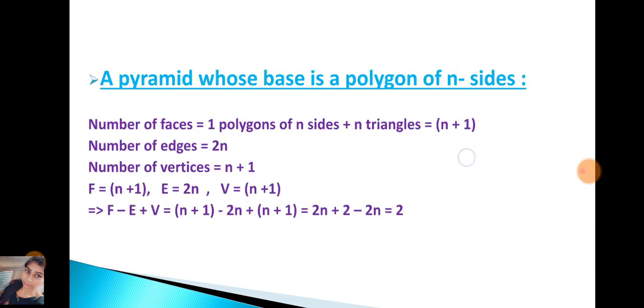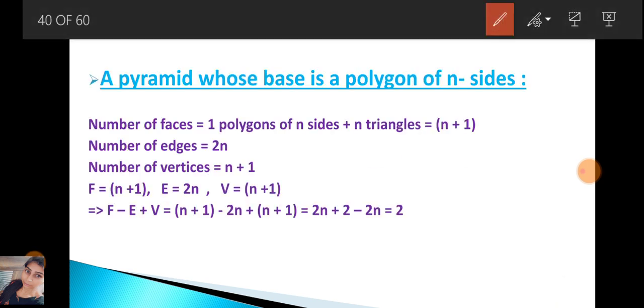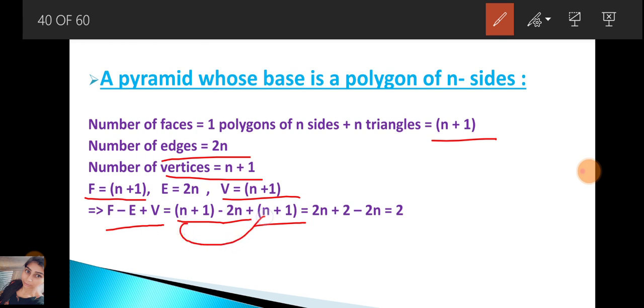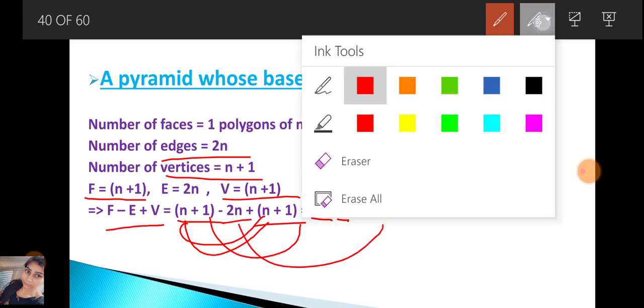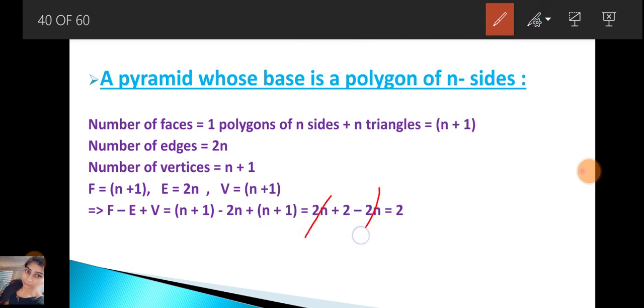So the next one is F equals n plus 1, E equals 2n, V equals n plus 1. So F minus E plus V equals n plus 1 minus 2n plus n plus 1. This n plus 1, this n and n will be 2n. This 1 and 1 will be 2. This minus 2n will be as it is. Now we can see this plus 2n and minus 2n got cancelled, and we will get 0 and we will be left with only 2.